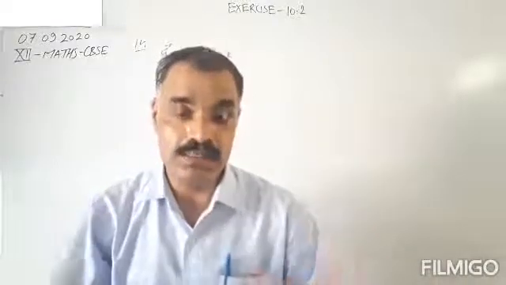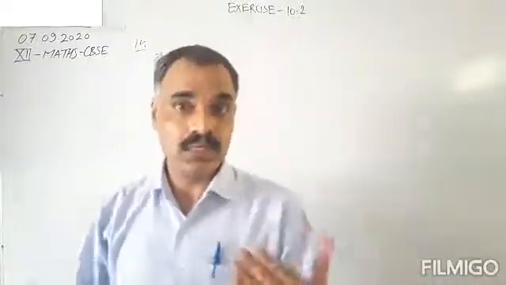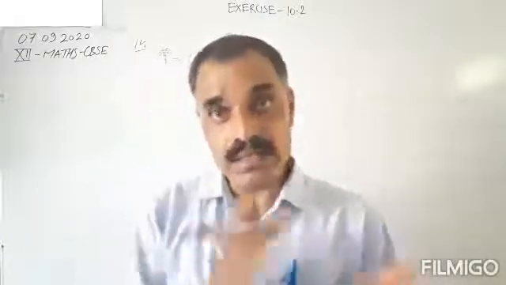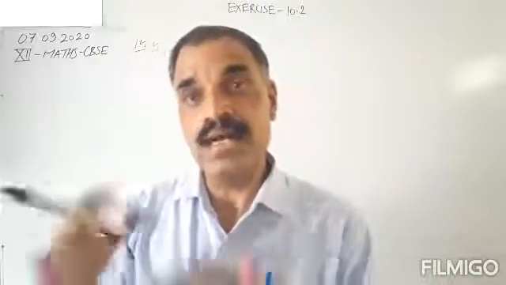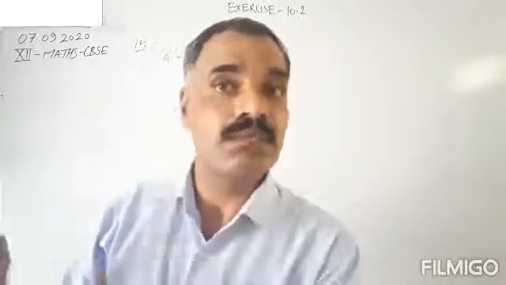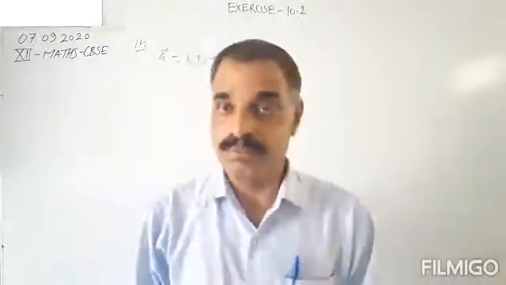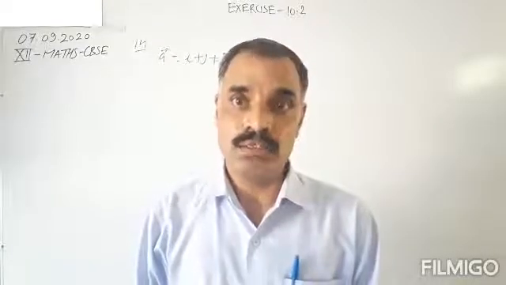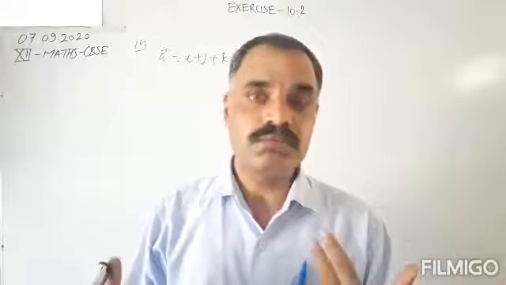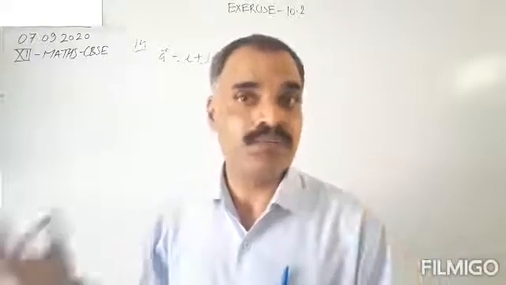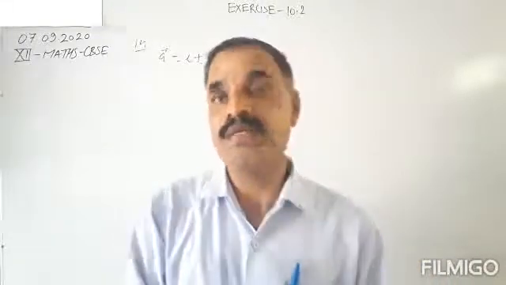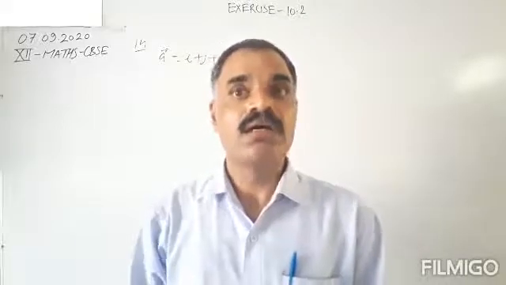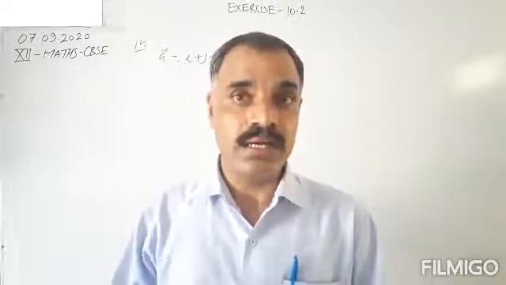What does equally inclined mean? Equally inclined means the direction cosines are the same. It means the angles are the same: the angles made by the line with the positive directions of the x axis, y axis and z axis are the same. So we only have to find the direction cosines of this vector. If the direction cosines are the same, this vector is equally inclined to the axes OX, OY and OZ.